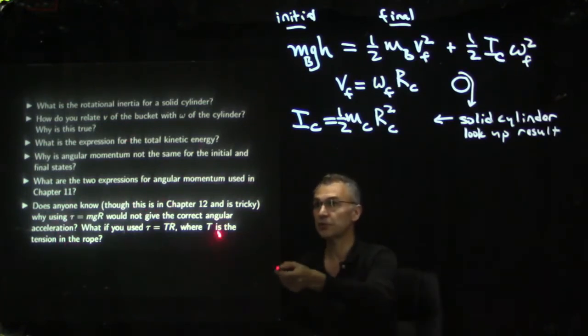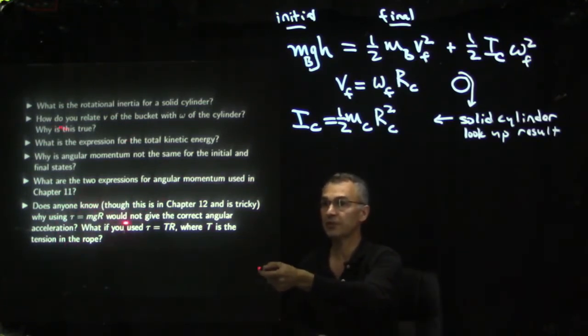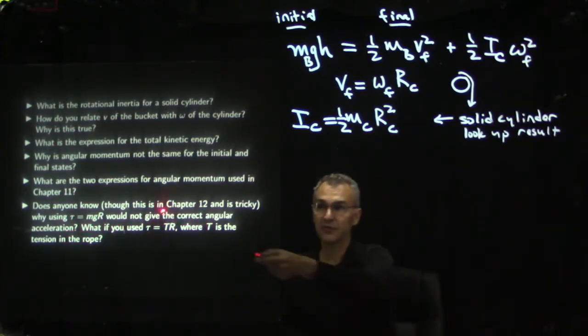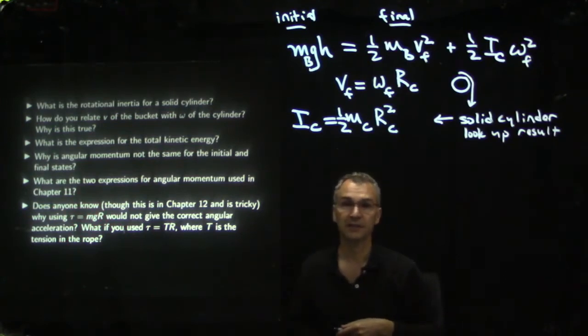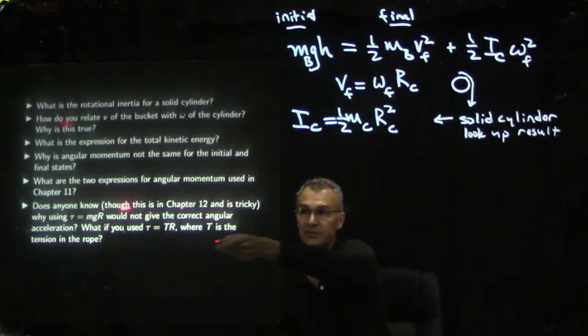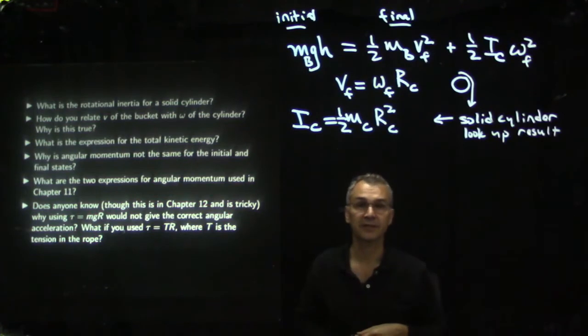Does anyone know why using torque as mgr wouldn't give the right angular acceleration? Well, actually, I think you would get the right acceleration if you use torque as tension times the radius, where t is the tension in the rope. You see, mg isn't correct because the bucket is accelerating downward. But I don't want to get into this yet because it's chapter 12 and we're not in chapter 12 yet.